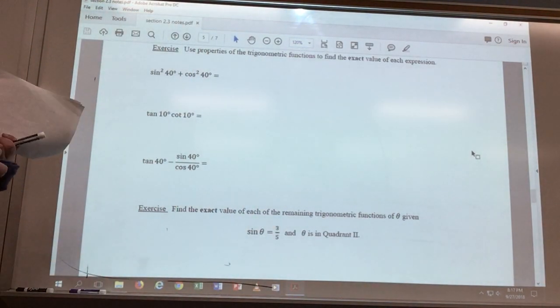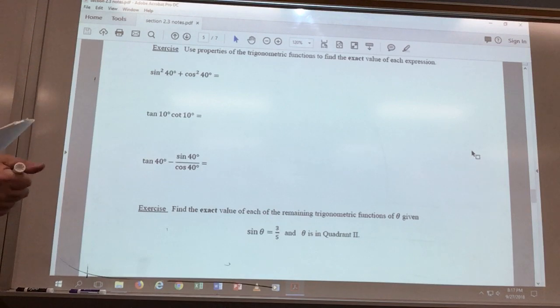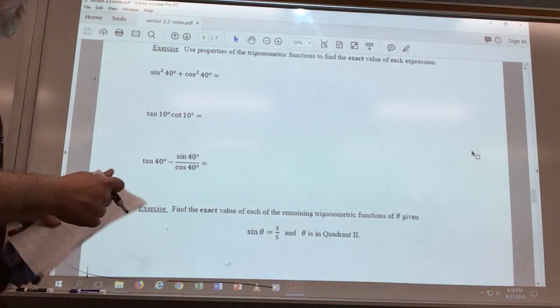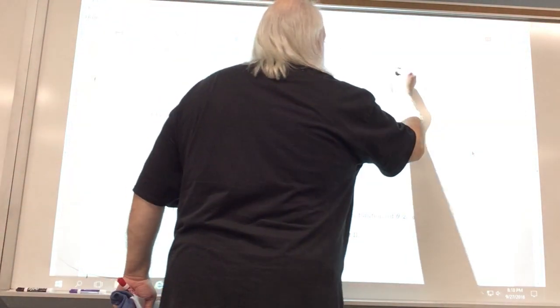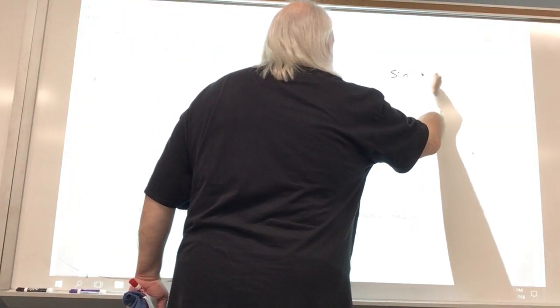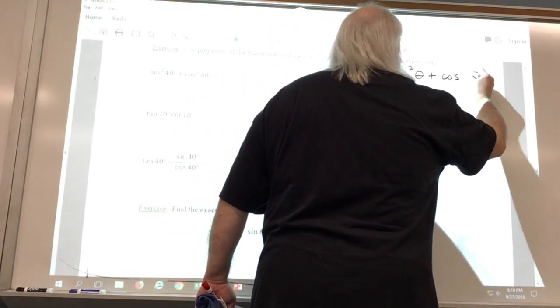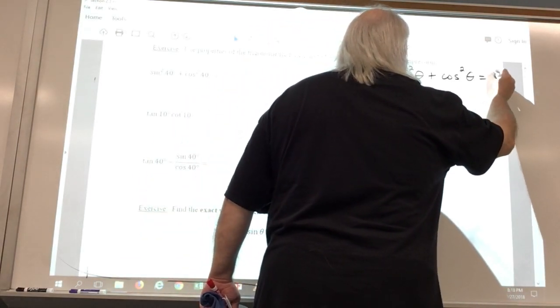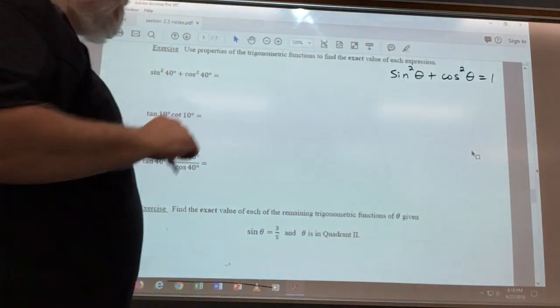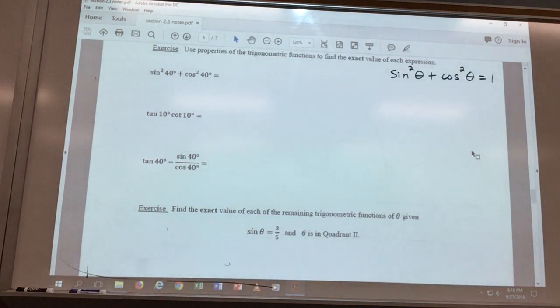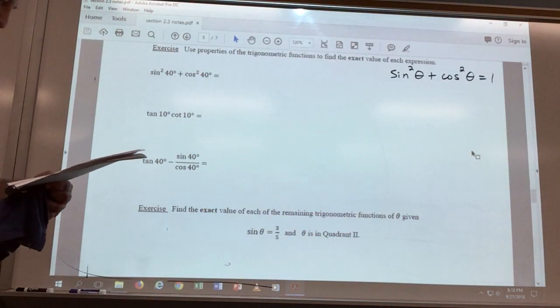Without using your calculator. Well, the first Pythagorean identity on the previous page says the sine of theta squared plus the cosine of theta squared is equal to 1. Right? That's the first Pythagorean identity in the rectangle on the previous page.